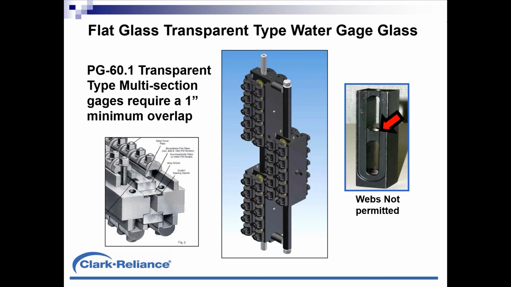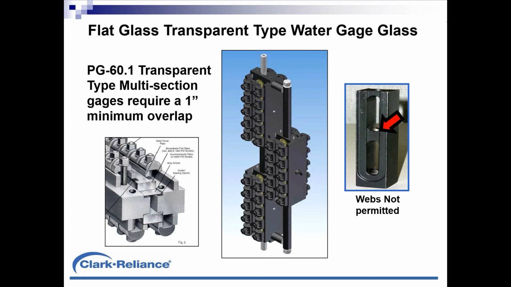Now, if you're looking at a fluid with color, such as oil or ethylene glycol, something like that, those webs might not be so disruptive. But if you put a gauge with those structural webs in the vision range of the glass, it can fool the operator to look like a water level line.